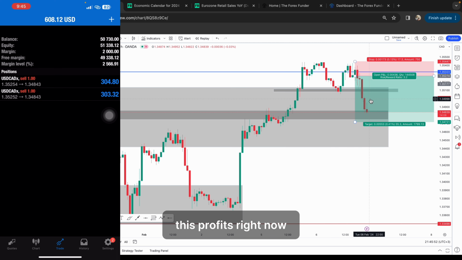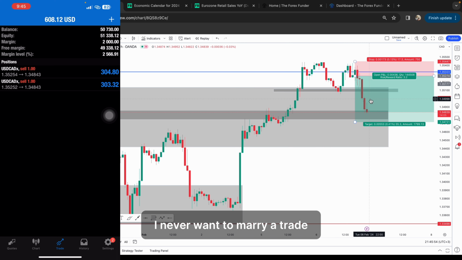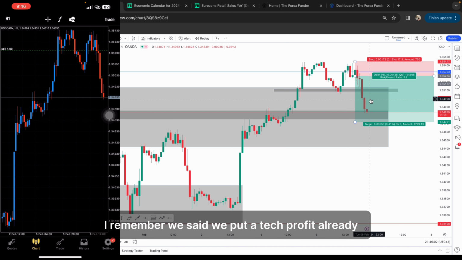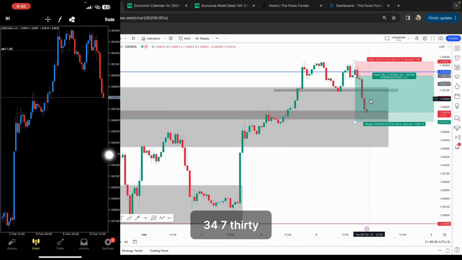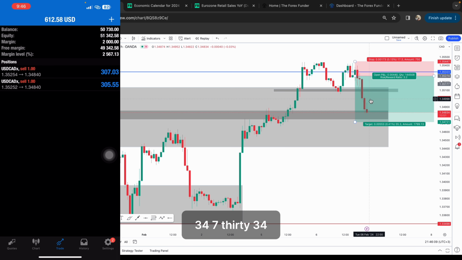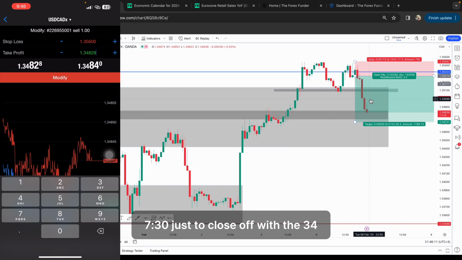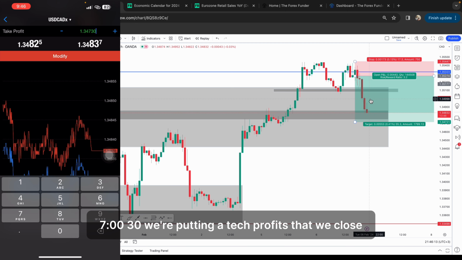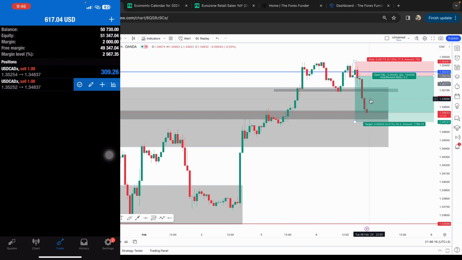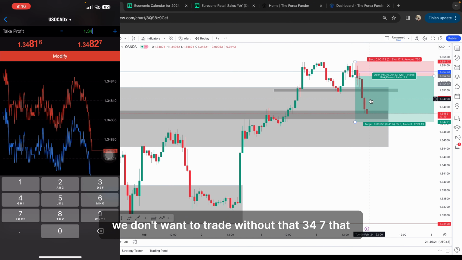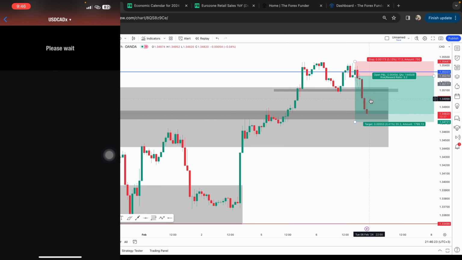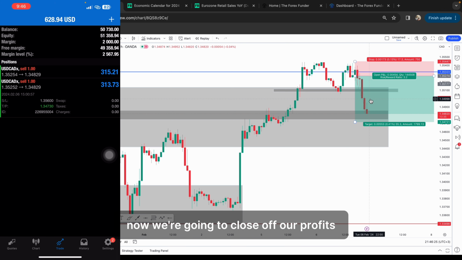That's why I'm even going to close these profits right now, because I never want to marry a trade. Remember, this is day trading. I've been day trading, not swing trading. So I'm going to close off these trades. Remember, we said we put a take profit already, so let's put our take profit at 34,730, so that we close with the take profit and a stop loss. We don't want to trade without that. 34,730. You see, traders? So now we're going to close off our profits.